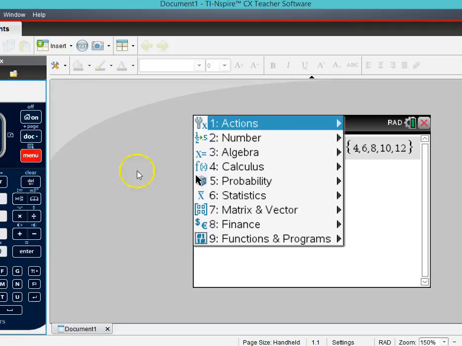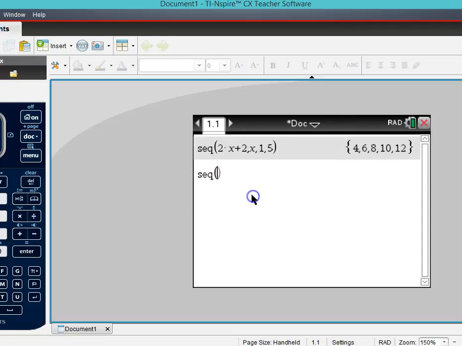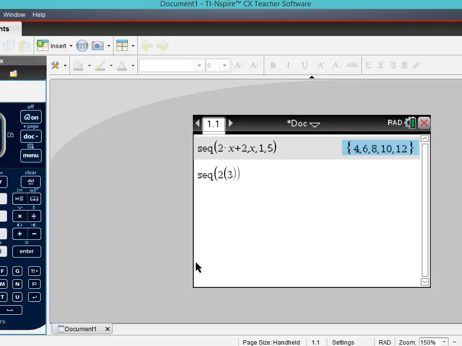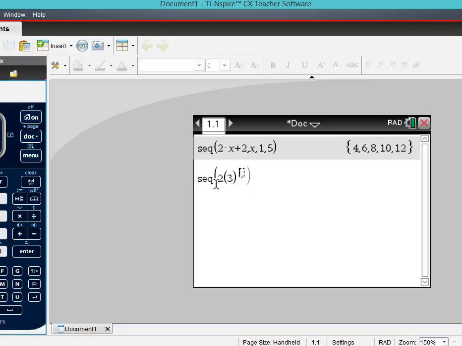Let me do that again, and I'll do it with geometric. So it's under statistics, list operations, sequence, and let's see, our second one was 2x minus 1. Also variable x, we'll do the first 5 terms. And there's the sequence we just saw, first 5 terms. Okay, so you can also show your kids how to find your sequence by plugging it into your TI Inspire.